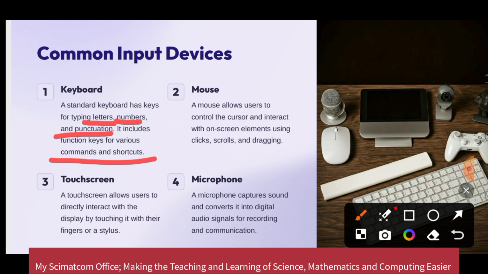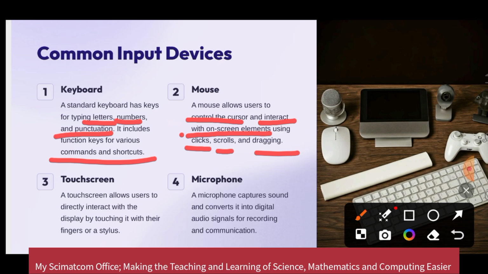When we come to the mouse, it is another input device which allows users to control the cursor and interact with elements on the screen using clicks, scrolls, and dragging. So the mouse helps to control the cursor on the monitor or on the computer screen. And apart from controlling the cursor, it also helps in interacting with elements on the screen by doing clicks, scrolls, and dragging.